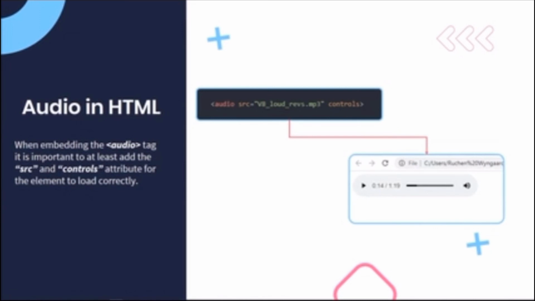And here is a typical example of how we can embed audio inside a website. Here we've just opened the audio tag, we specified the source as v8 loudrevs.mp3, and then we added the attribute controls without any sort of value. We just said controls, and then this is what our output looks like. We have the play button, the trackpad, as well as the ability to mute and unmute our audio file.